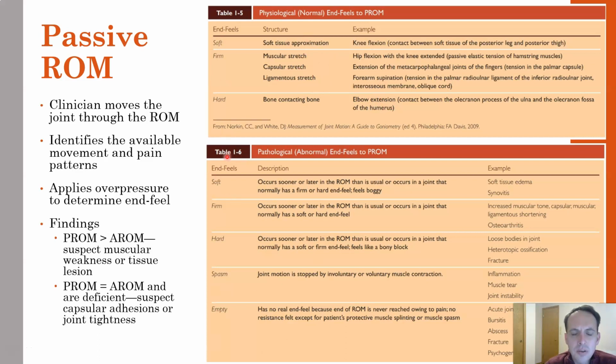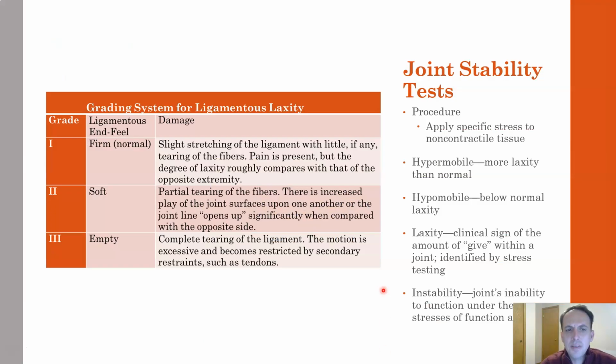And notice that some of these are described in the same sort of way. But if we have a normal end feel in an abnormal position, like a soft end feel that occurs sooner or later in the range of motion, that is normal, but that would become an abnormal end feel. And you can see some of the examples that that might be associated with. And the specific aspects of passive range of motion get into more specifics with joint stability tests.